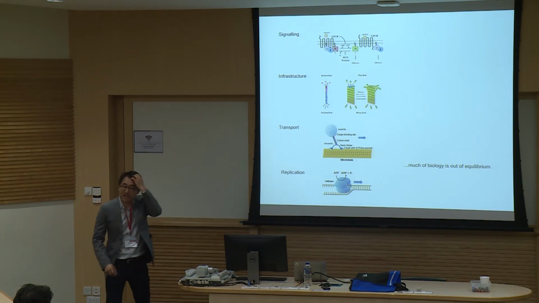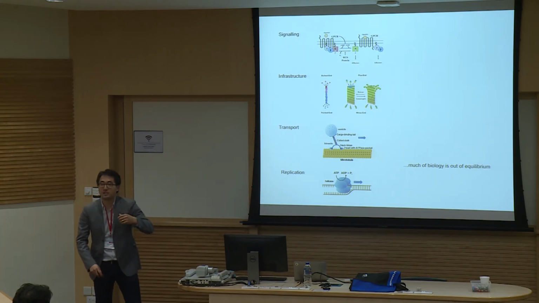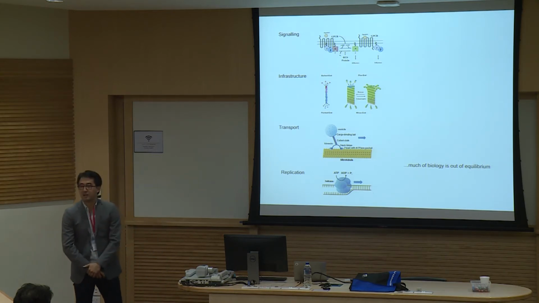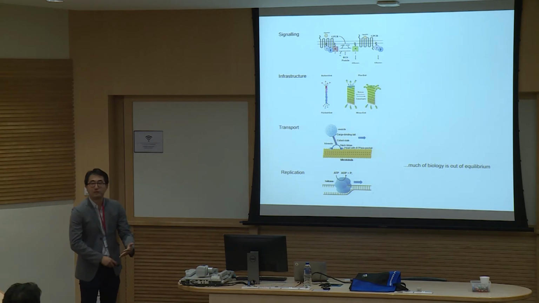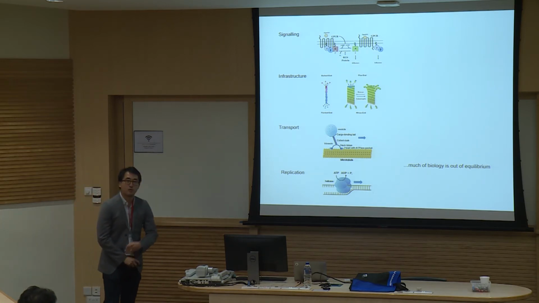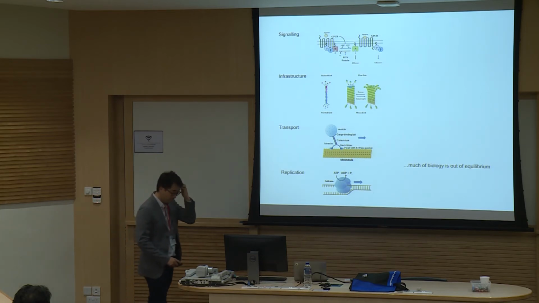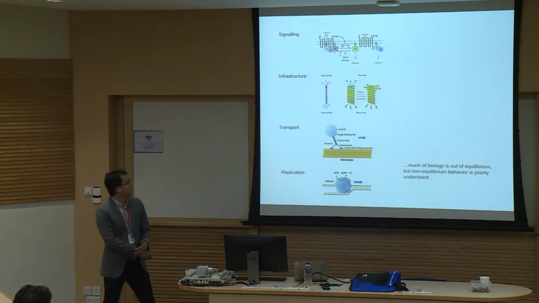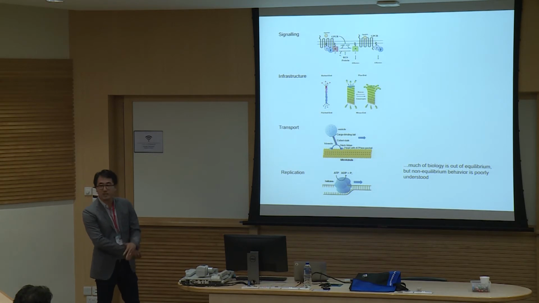I would say aside from protein folding and aggregation, most biological processes at the macromolecular scale, at the building block scale, happen out of equilibrium. Processes that have to do with signaling, with building and destroying infrastructure, with transport, with replication. All of these processes are driven quite far from equilibrium, and they consume energy and dissipate heat. However, non-equilibrium behavior itself is poorly understood.